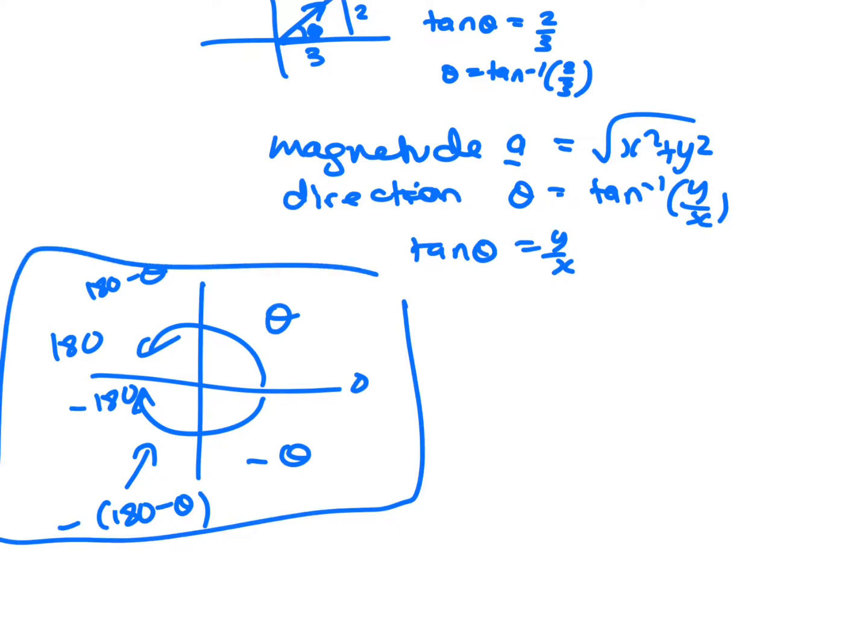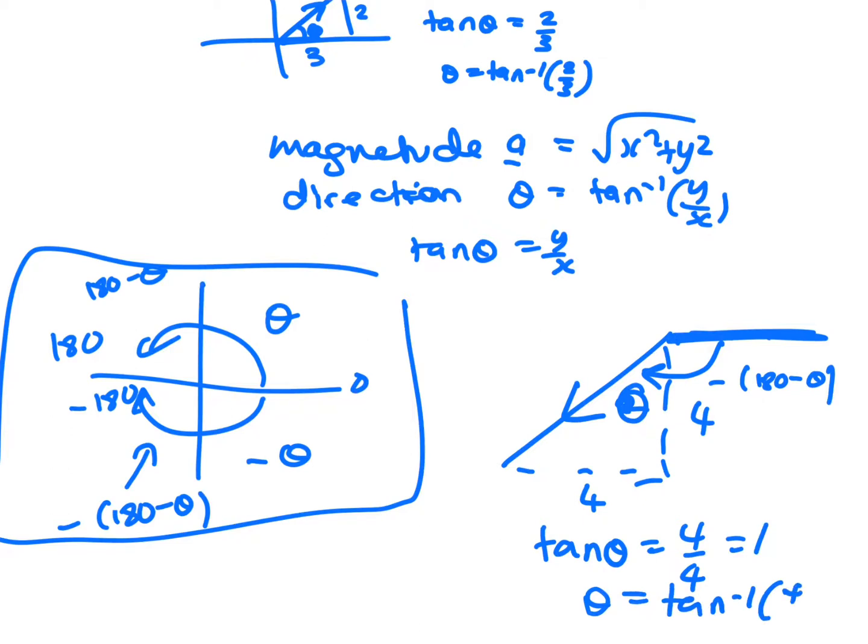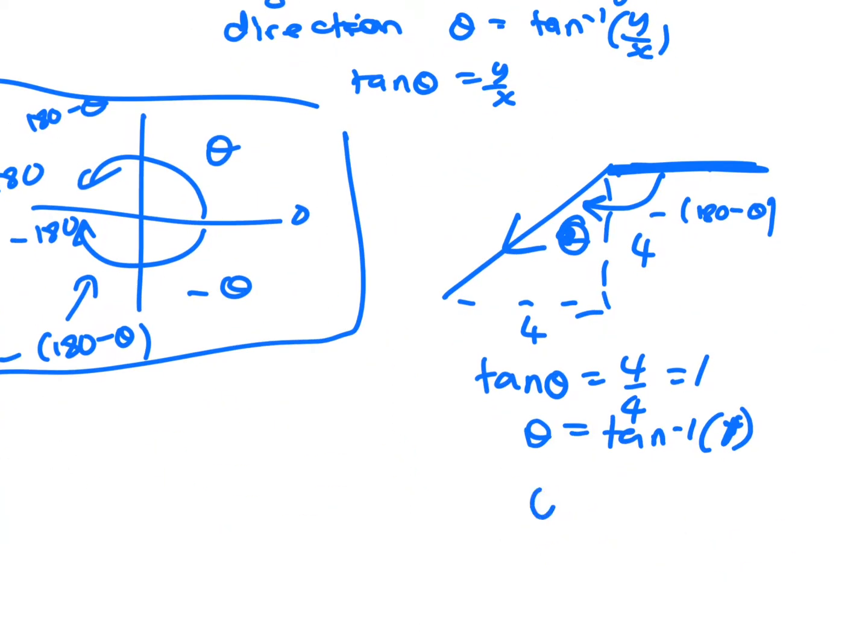Okay, so when you've got a vector going in that direction, and let's say that was 4 and 5, actually let's not make it 4 and 5, let's make it something really easy to find. We'll put 4 and 4. The direction it's going in with the horizontal, if you turn that way, would be a negative angle. So it's negative 180 minus theta. We've just got to find out what theta is. So tan theta equals 4 on 4, which is 1. So theta is tan to the minus 1 of 1. That means theta equals 45, or pi on 4.